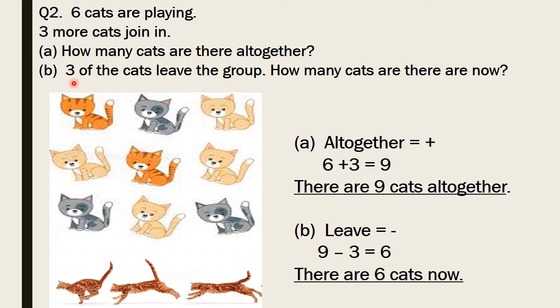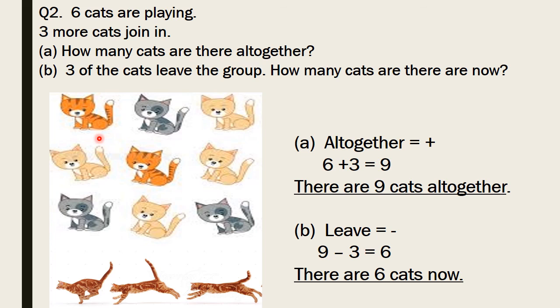Now, part B says 3 of the cats leave the group. From these 9 cats, 3 cats left the group. How many cats are there now? If 3 cats just ran away, how many cats are still remaining? There were 9 cats in total and 3 cats left. So what is 9 minus 3? If you open 9 fingers and you close 3 fingers, how many fingers are still open? 6, right? So there are 6 cats now.